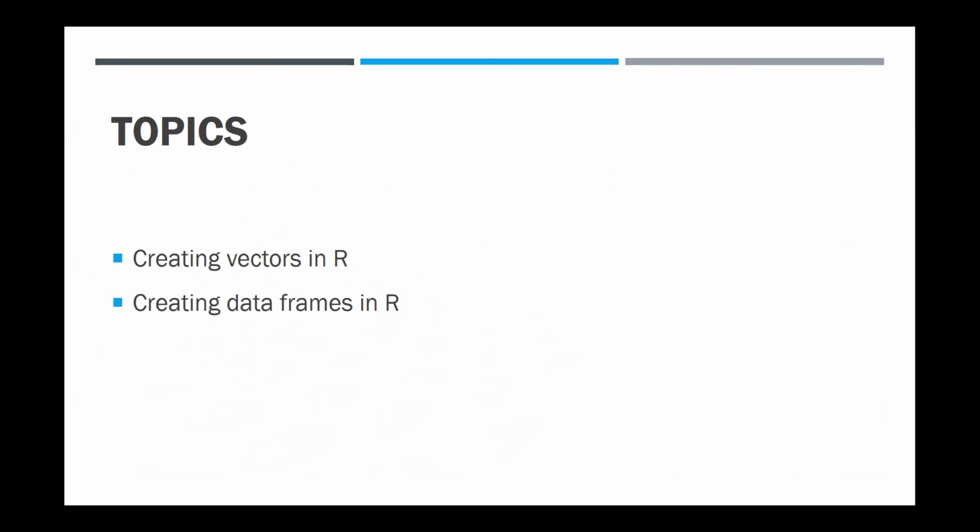A vector is a series of numbers or characters stored as the same object. The way we create a vector in R is simply by using the c function. Right? So let's go into RStudio and then create some vectors.